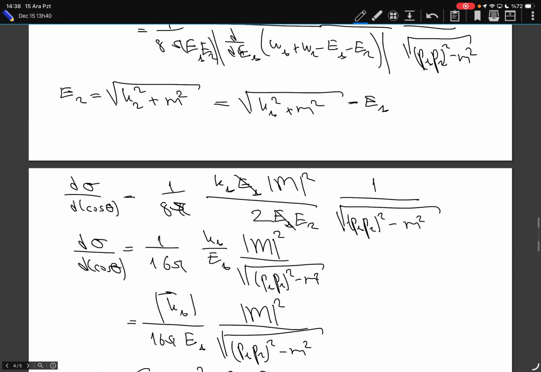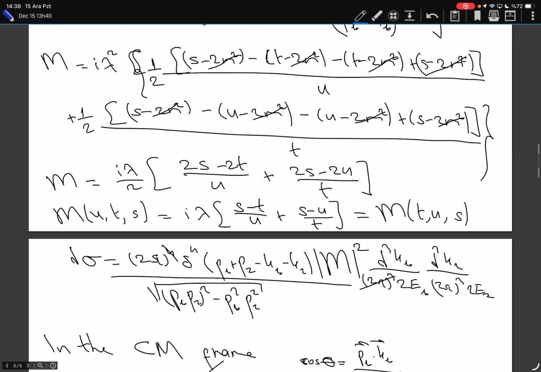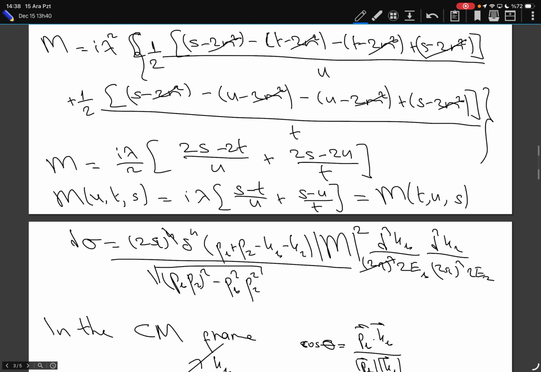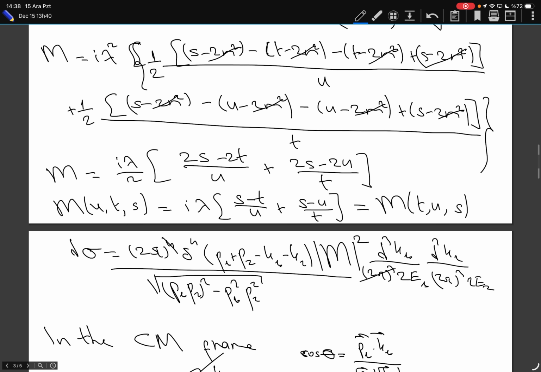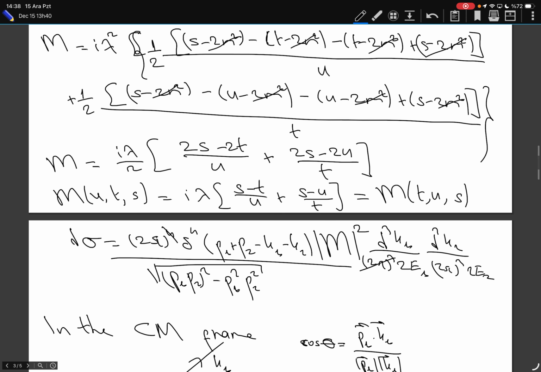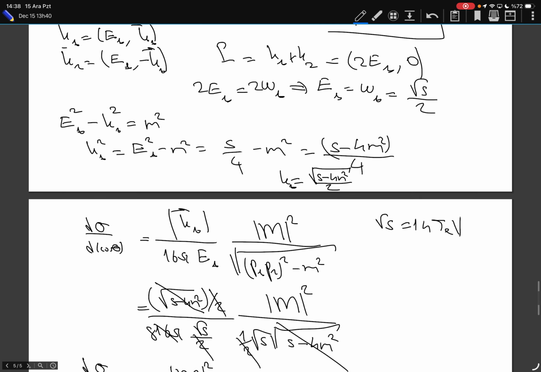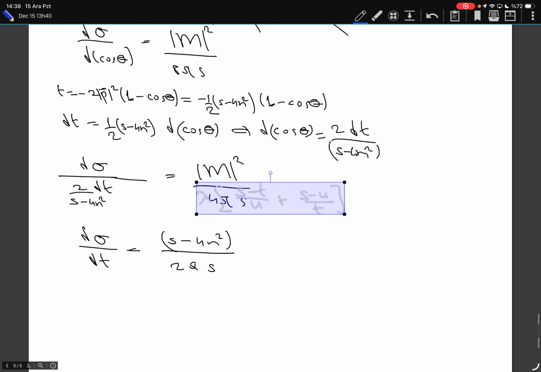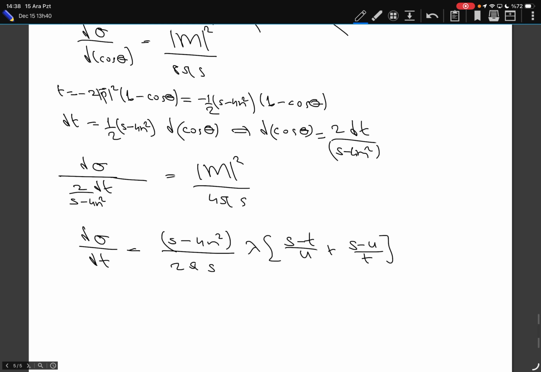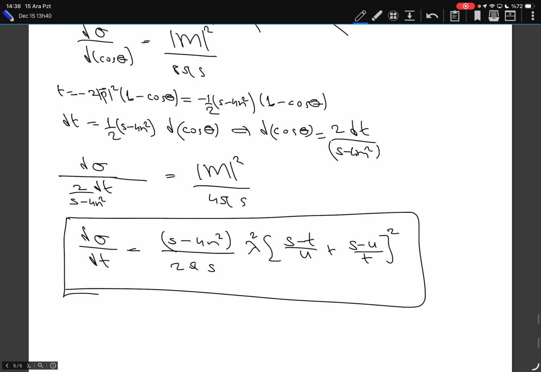Invariant matrix squared is just this thing squared. So this is my invariant cross-section as a function of t. Scattering cross-section as a function of t.